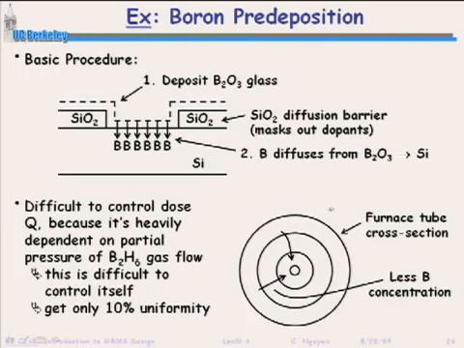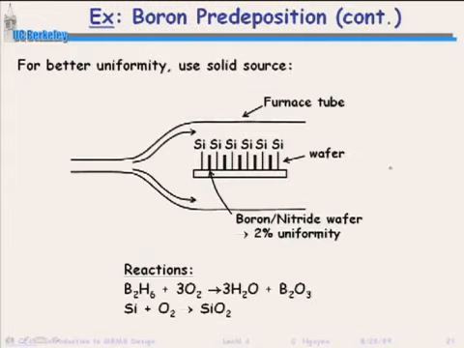A better way to do this is to use a solid source. In this case, you're not relying on the gases to get in between those wafers. You're putting a boron nitride wafer in between every other wafer, where it outgasses the boron. You still have reactions like this with diborane involved with oxygen, the same type of reaction, except this is more uniform because now your source of boron is right there where the wafers are. So you can get 2% uniformity across the wafer if you do it this way.